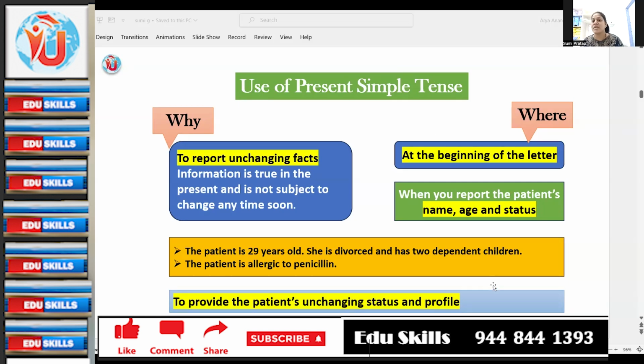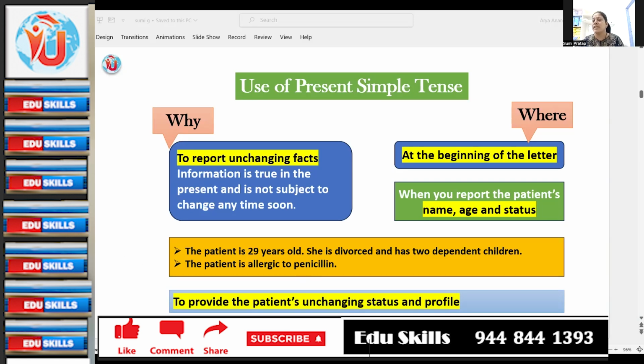Yeah, it will not change immediately, right? So we can write there present simple tense. And also the patient is allergic to penicillin. So kind of the words we can write like this: penicillin. This provides the patient's unchanging status and profile.